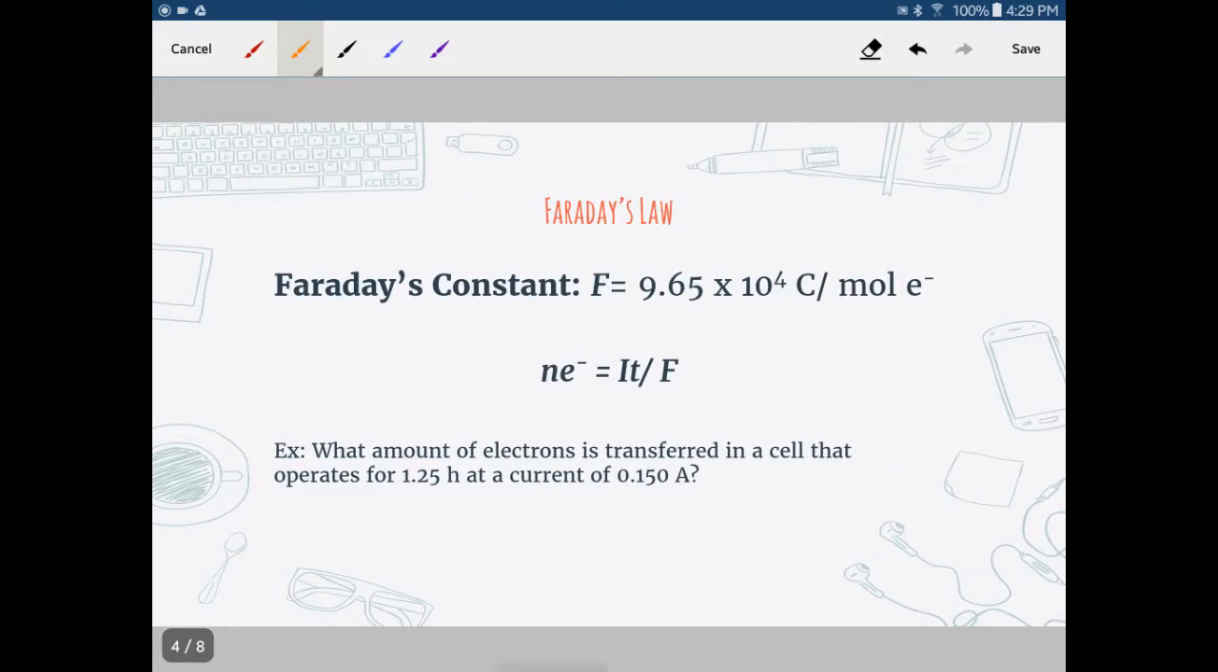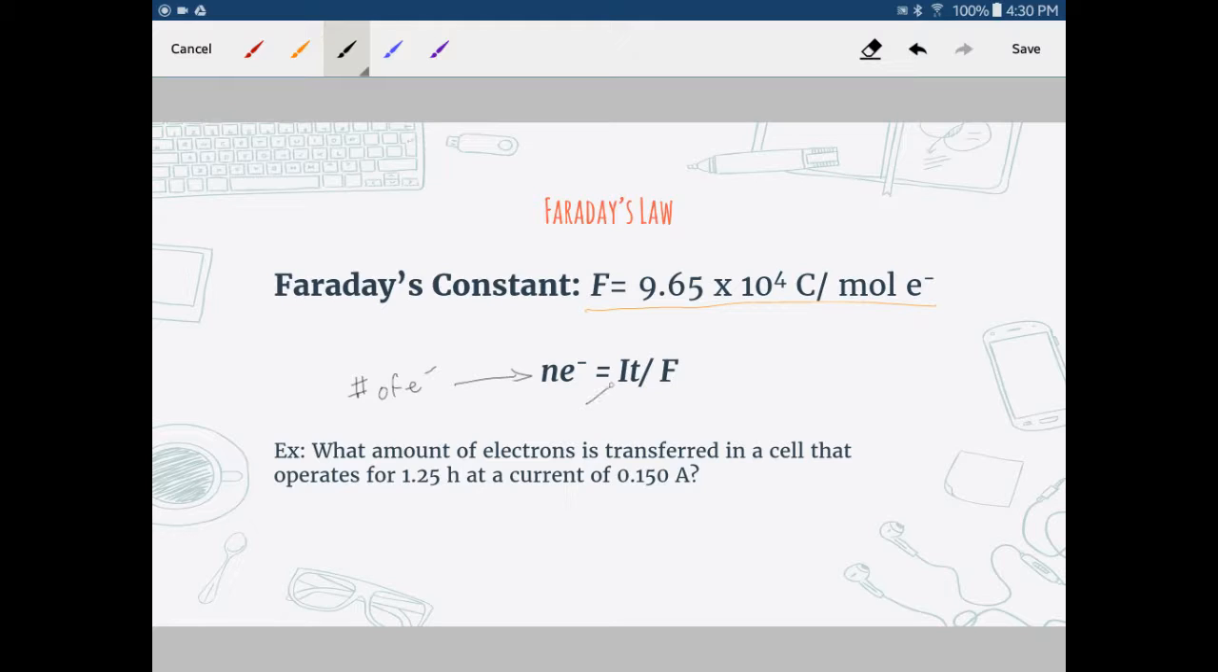Now we look at Faraday's law. Faraday's law is a combination of our charge and Faraday's constant. Faraday's constant is 9.65 times 10 to the 4 coulombs per mole of electrons. Now, in an equation, we have the number of electrons.